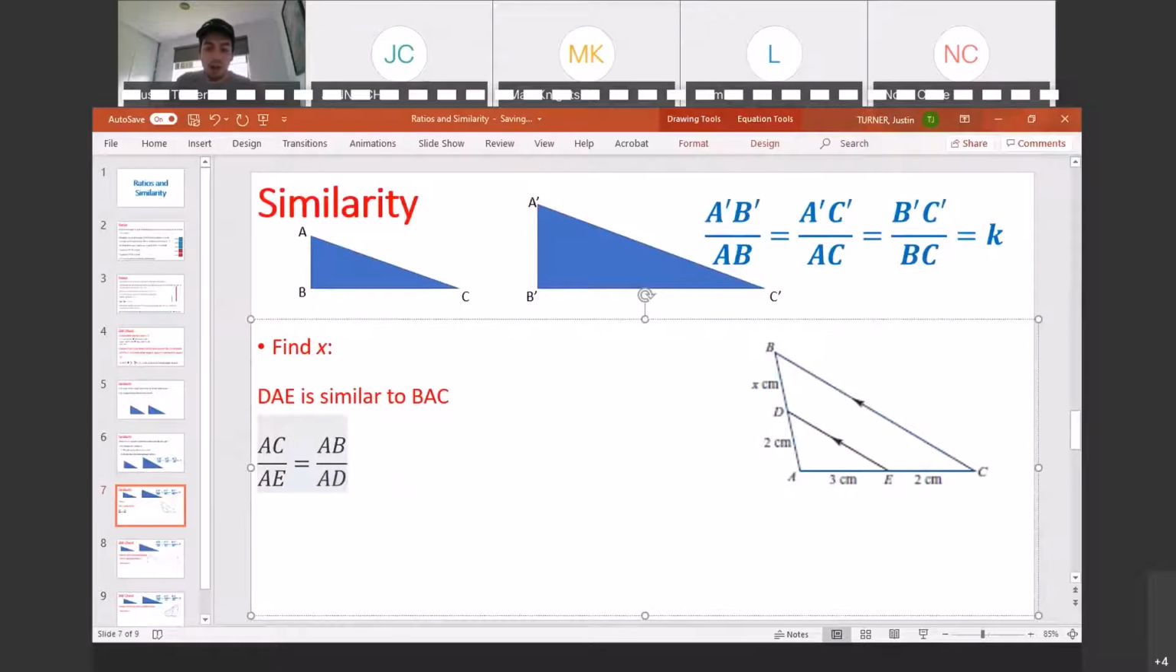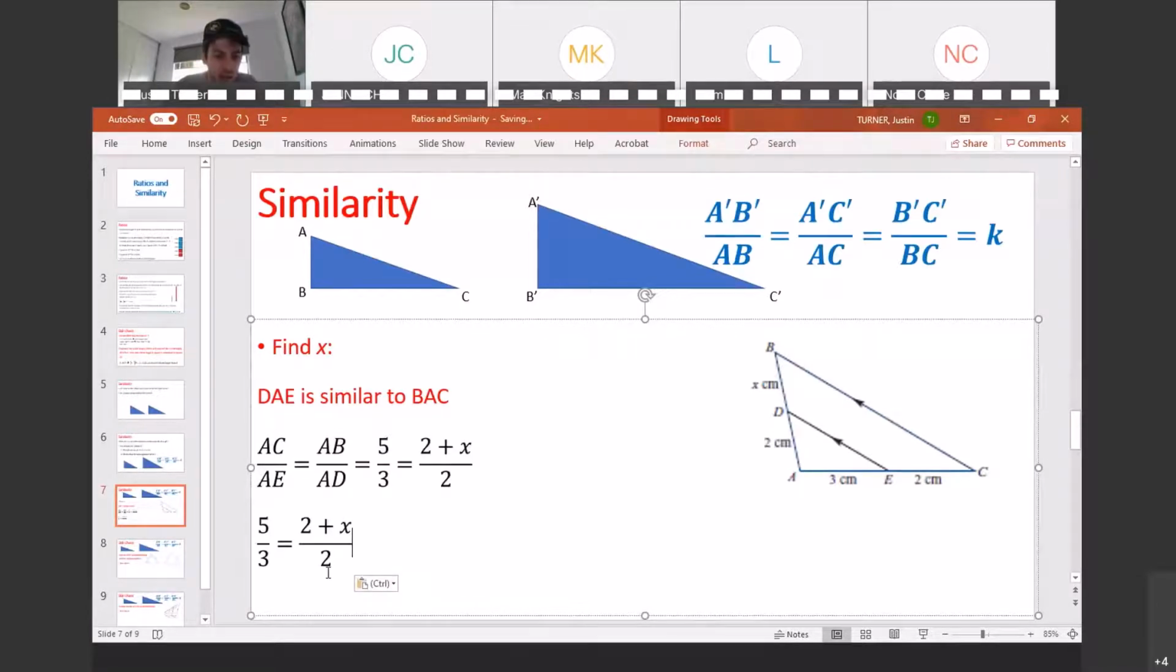Once we've understood that, we can just insert the numbers that we know. AC is a total length of 5 centimeters. AE is a total length of 3 centimeters. That fraction has got to be equal to AB. This is where we're going to have to use some algebra. AB is 2 plus x, and then AD is just 2. So now we've got this mathematical equation, and we solve for x.